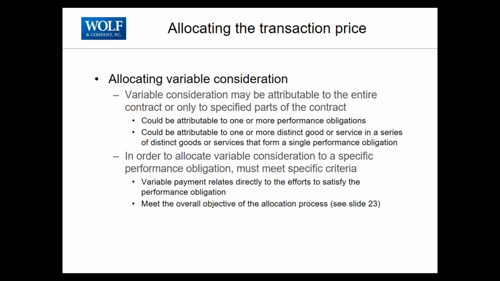The first criterion is that the variable payment relates directly to your efforts to satisfy that performance obligation or transfer the good or service. And the second criterion is that by doing this, you would end up with an allocation that is consistent with the overall allocation objective. You'll remember that I read to you the allocation objective, and this is one of those situations where the guidance further on refers back to it. They ultimately want to make sure you end up with an answer that is not contrary to the overriding allocation objective when you're doing a quote-unquote special allocation for variable consideration.